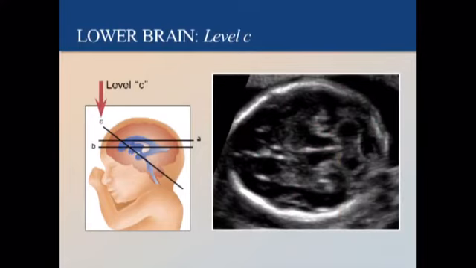This is a transverse image of the fetal head at level C. You will see a structure in the lower posterior part of the brain called the cerebellum. The cerebellum is important for maintaining balance and posture. It is shaped like a very fat number 8.